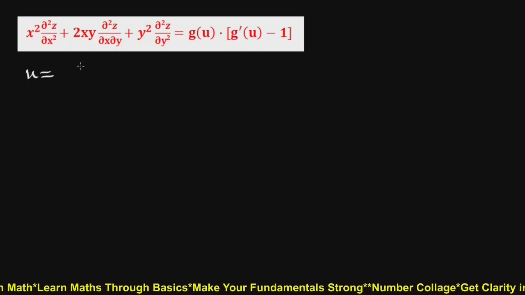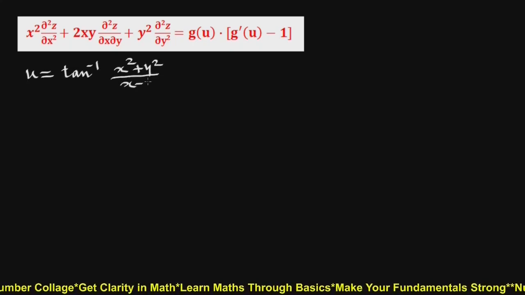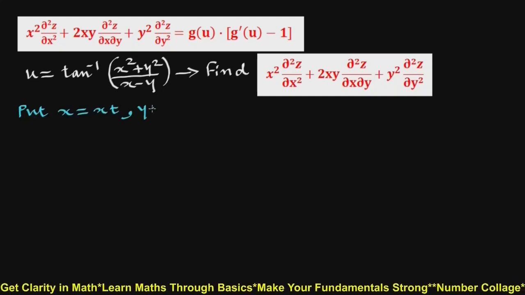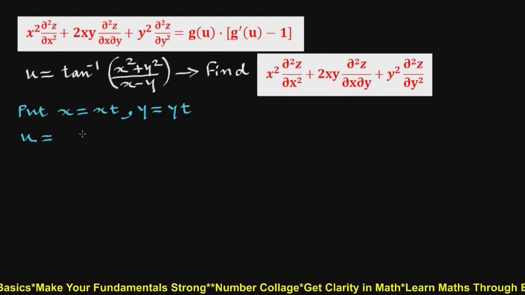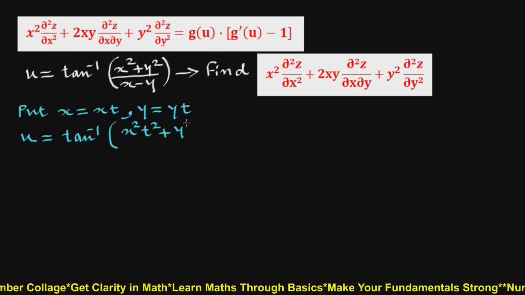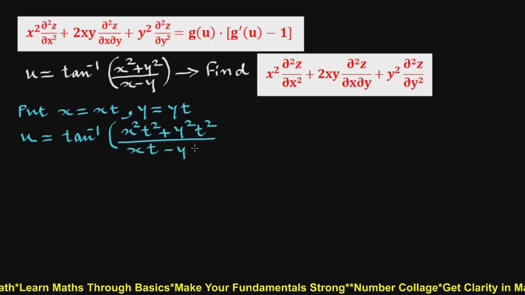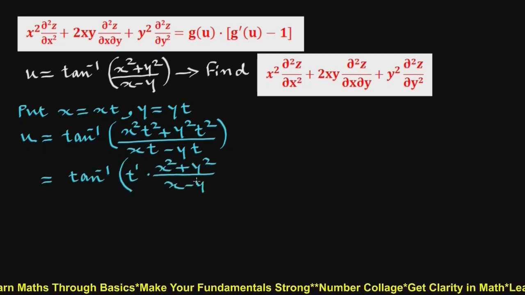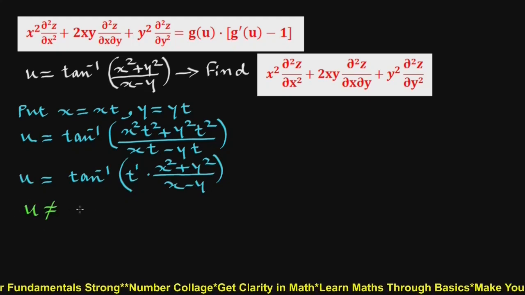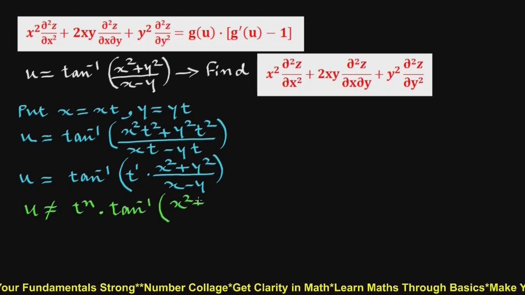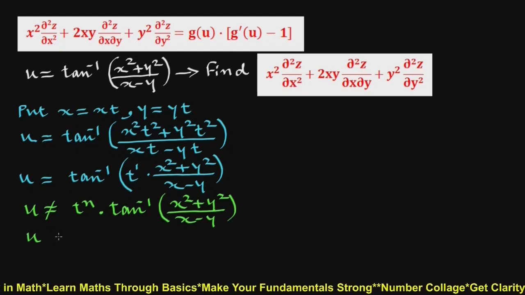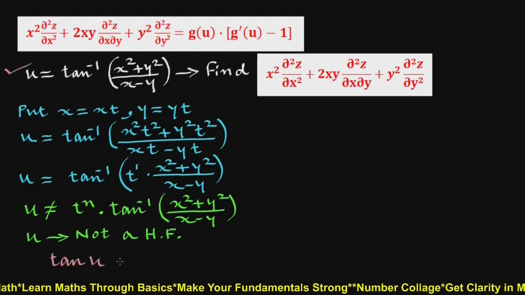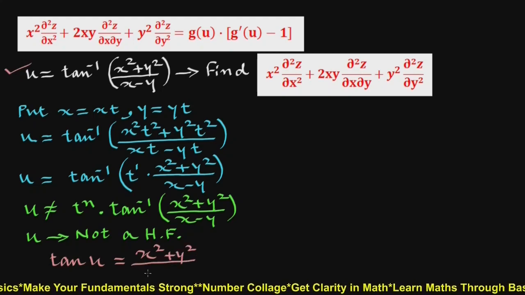If u is equal to tan⁻¹((x² + y²)/(x − y)), we have to find the value of the expression. In function u, let us put x equals xt and y equals yt, so that u becomes tan⁻¹((x²t² + y²t²)/(xt − yt)). That will be tan⁻¹ of t¹ times (x² + y²)/(x − y). So here u is not in the form t^n times tan⁻¹((x² + y²)/(x − y)). So u is not a homogeneous function, but we can write function u as tan u equals (x² + y²)/(x − y).